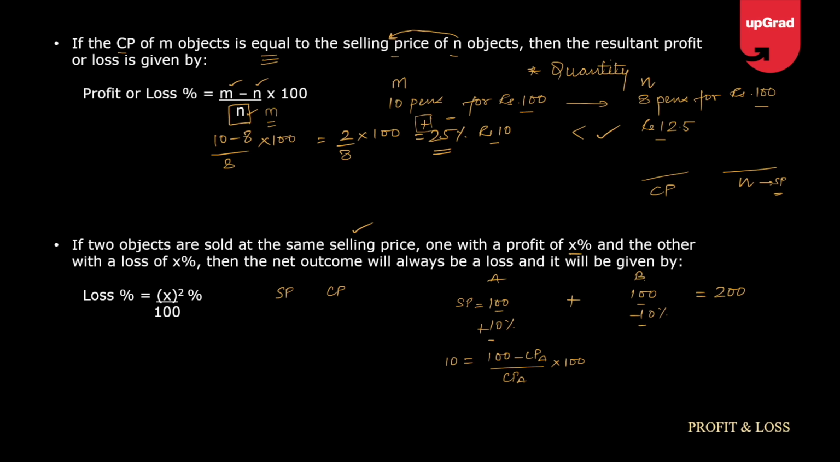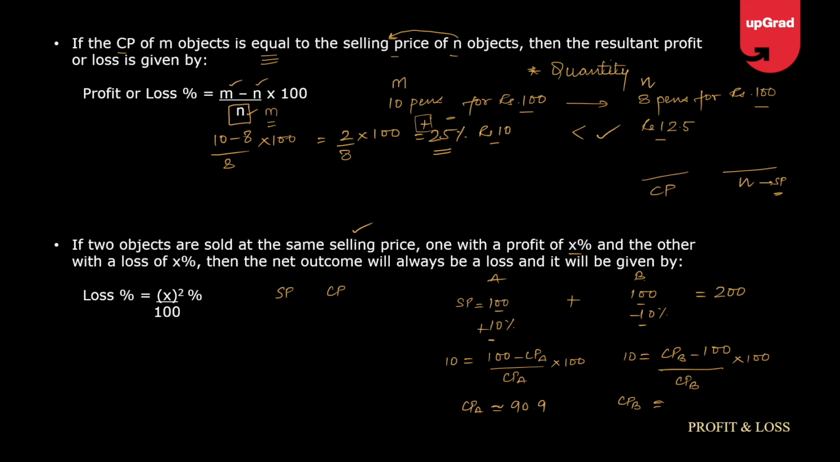Over here, it's a loss case. So my formula would be 10 is equal to cost price for B minus selling price, which is 100, divided by cost price for B multiplied by 100. Now this is basic that we have done in the beginning of this video. So by using this, I can calculate the cost price for A and similarly the cost price for B. Can anyone calculate and figure these values? Okay, so I'm going to write the values directly. So it is going to be 90.9, and that's an approximate value, by the way.